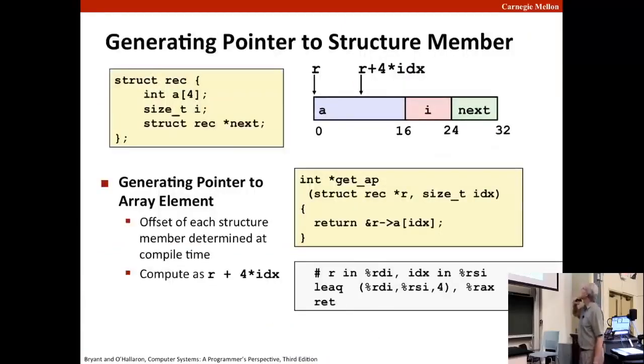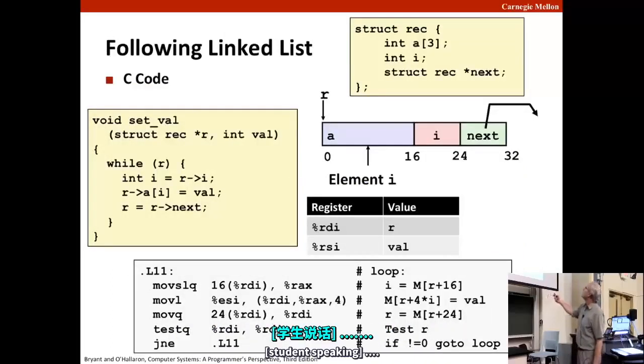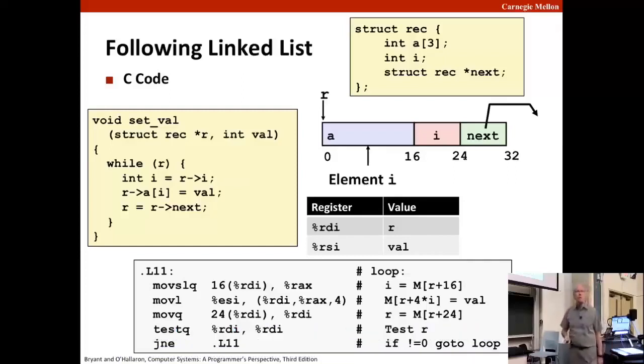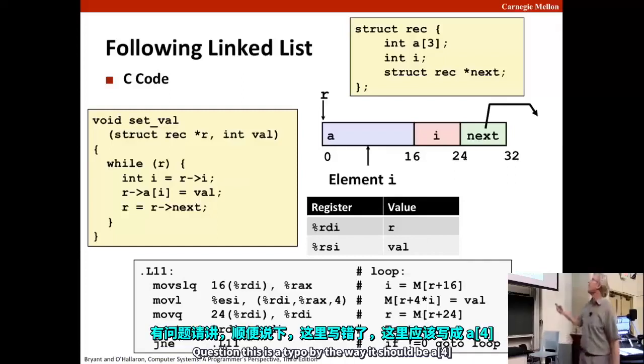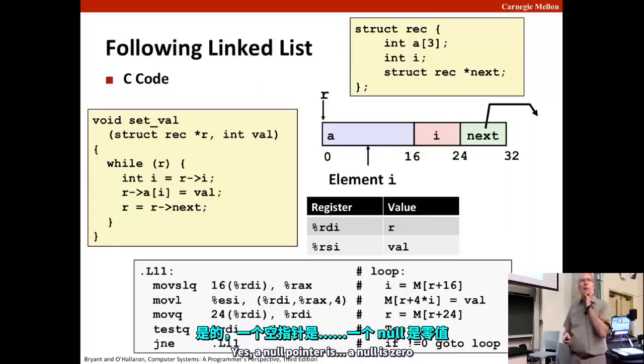Actually, I think that's a typo. A is supposed to be 4. Regardless, if I is 4, it would access itself, yeah, and it would mess things up. Question? This is a typo, by the way. It should be A of 4. So null pointer has a value of 0 in the register. Yes, a null pointer, a null is 0.